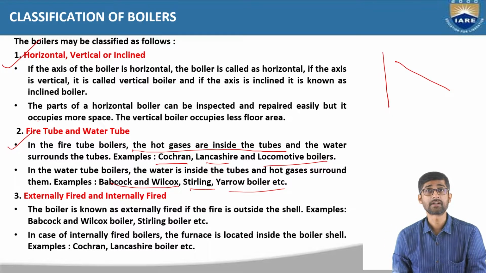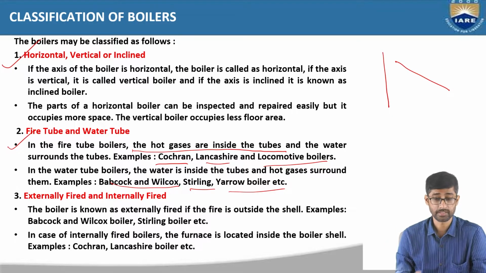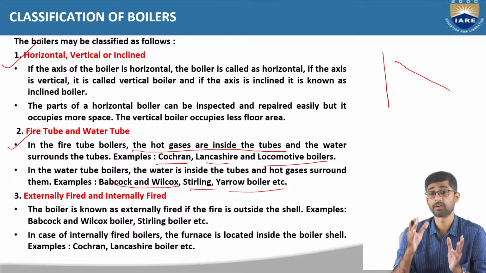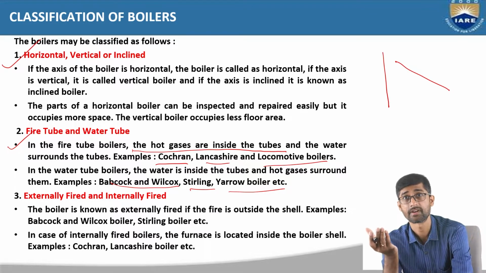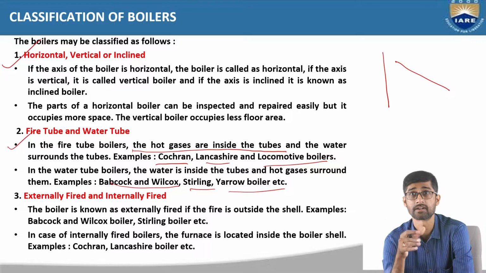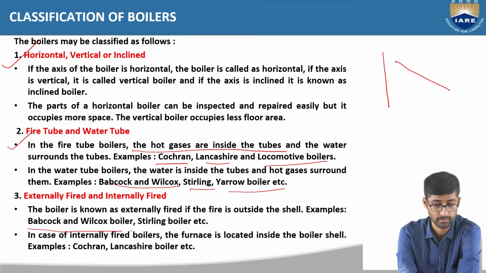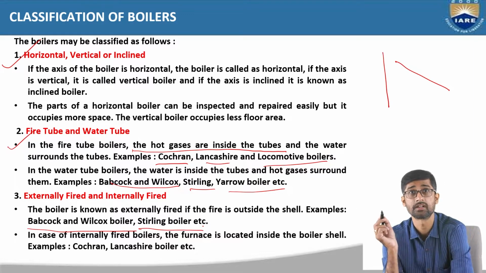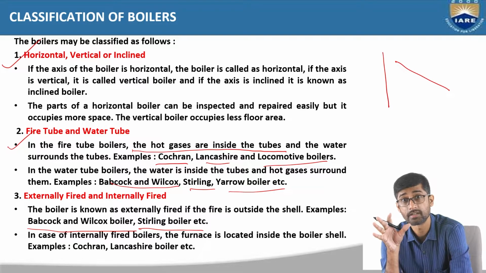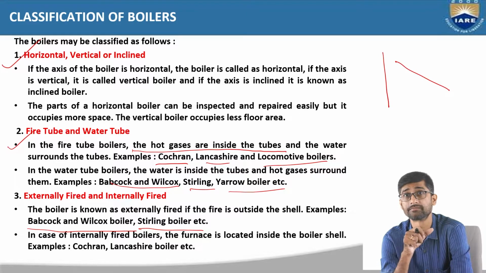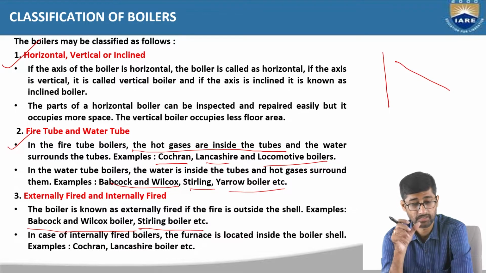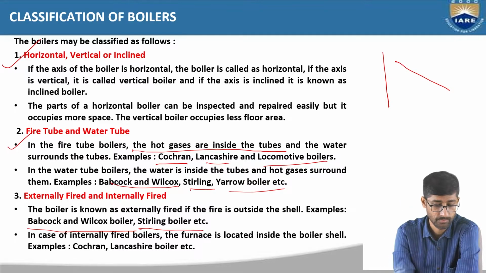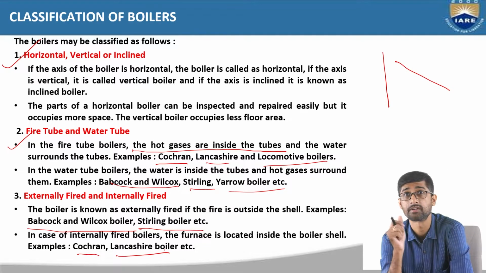Next, externally fired and internally fired boilers. A boiler is known as externally fired if the fire is outside the shell. If you see a boiler, it contains a cylindrical shell, right? If there is a fire outside the shell, then it is called externally fired. For example, the Babcock and Wilcox boiler and Stirling boilers. These are all called externally fired boilers. In the case of internal firing, the furnace is located inside the boiler shell. That is called internally fired, like your Cochran boilers and Lancashire boilers.